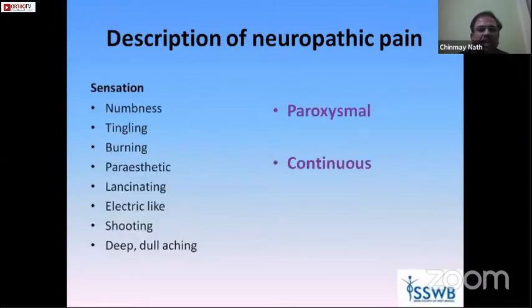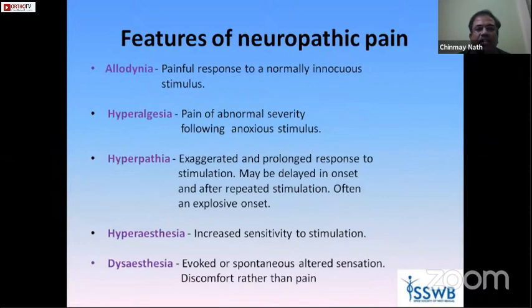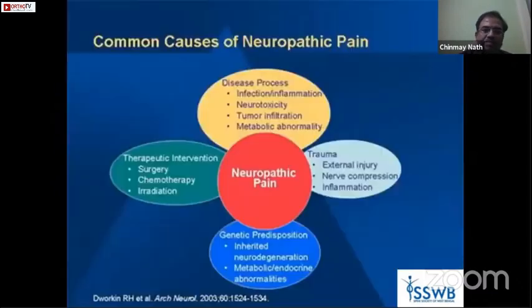Neuropathic pain is accompanied by some awkward sensations like tingling, burning, paresthesia. It may be lancinating pain. It may be electric, shooting, etc. It may be paroxysmal. It may be continuous. There are certain other features of neuropathic pain like allodynia, the painful response to a normally innocuous stimulus; hyperalgesia, abnormal severity of pain following a noxious stimulus; and hyperpathia, hyperesthesia, dysesthesia, etc.